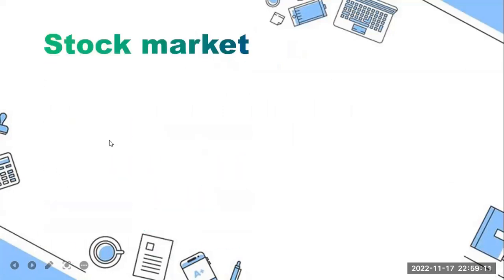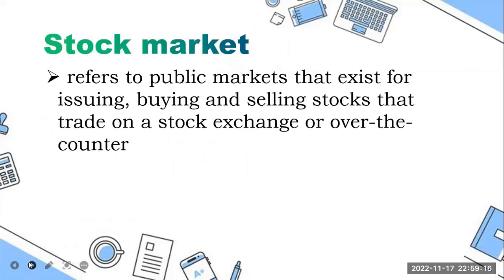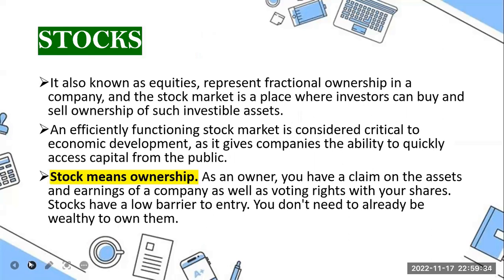Now let's define first what is stock market. Stock market refers to public markets that exist for issuing, buying, and selling stocks that trade on a stock exchange or over the counter. Now, stocks, also known as equities, represent fractional ownership in a company. And yung tinatawag nating stock market is where investors can buy and sell ownership of such investable assets.